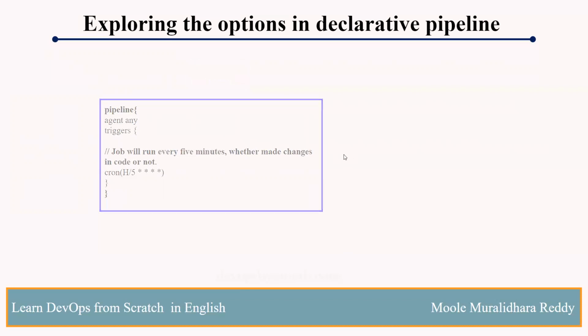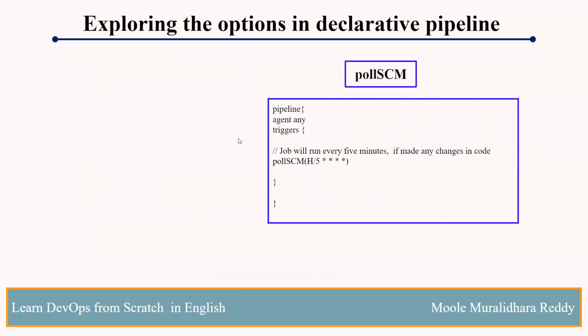Okay, in case you use pollSCM, I have given pollSCM H/5 and stars. It means it will run every 5 minutes. If you mention like this, if any modification is there in the particular GitHub, Bitbucket or GitLab, then this Jenkins pipeline will be triggered when you use pollSCM. If there are no changes in between 5 minutes, it will check again after 5 minutes. If there are no changes, the job won't be triggered. When you use pollSCM, only if you made changes in the particular repository will the Jenkins pipeline be executed. So if that is the case, we will use pollSCM.